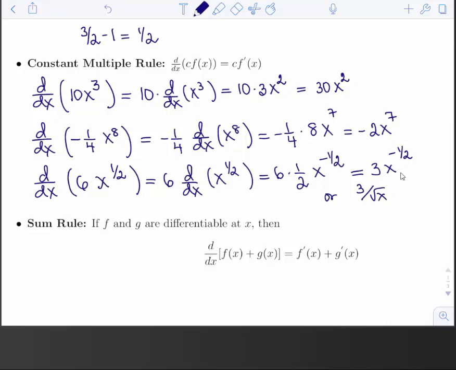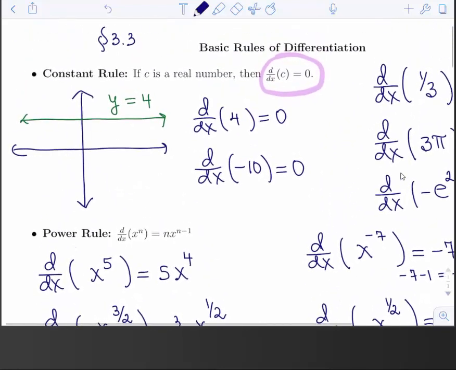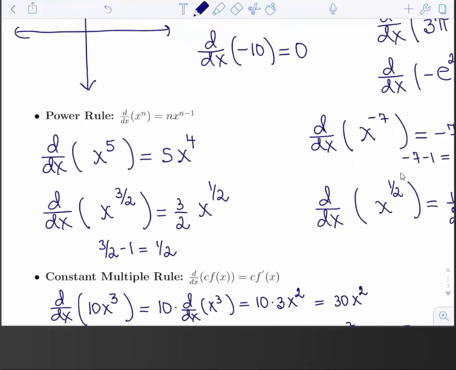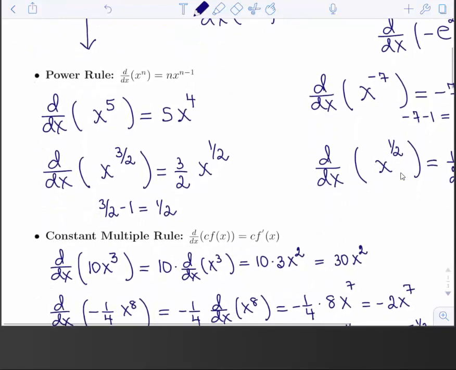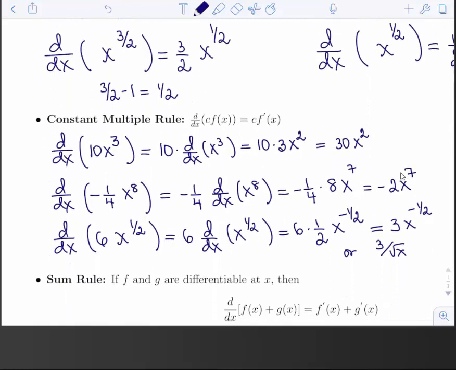Good. So here we have the first 3 rules that were covered. Let's take a look real quick. Constant rule, the derivative of a constant is 0. Power rule, the power comes down, gets reduced by 1. Constant multiple, the function multiplied by a constant, we can pull out the constant.